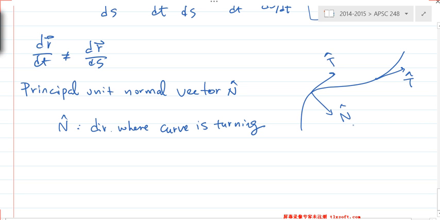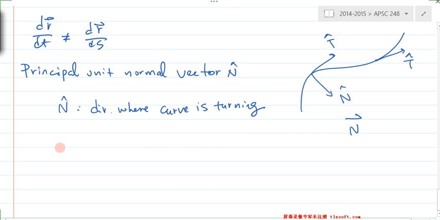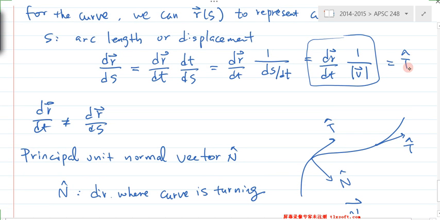I'll show it through different steps here. Instead of giving you n hat directly, I'll tell you what this n vector is, and where the n vector comes from, and then we'll end up with this n hat.